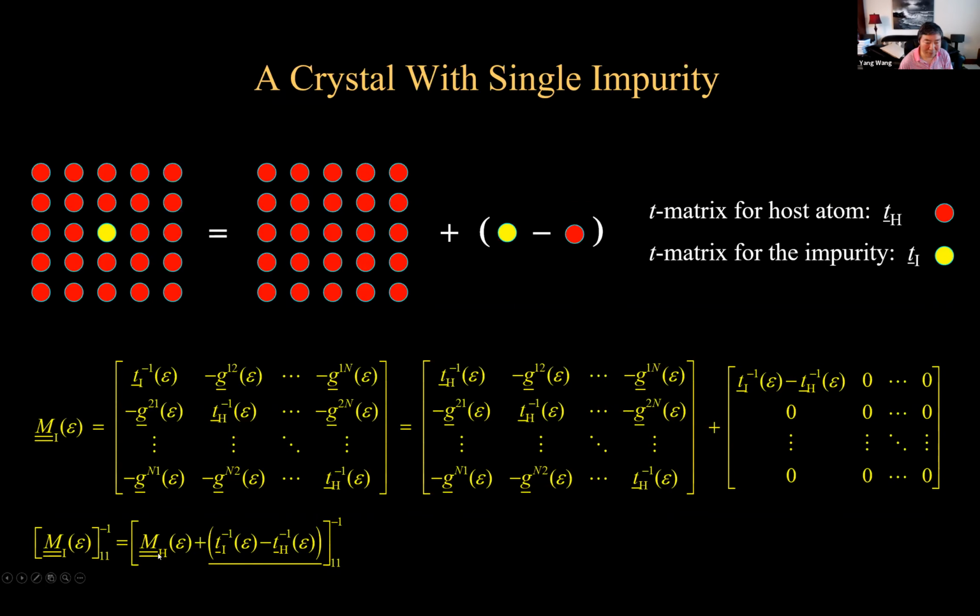H means the host. I have a double column, which means it's a block matrix. That means each element is a matrix. So I have the double column to represent that. This expression means this guy. It's a block matrix, but since only the upper left corner is non-zero, it's Ti inverse minus Th inverse, and then I take the whole thing's inverse, take the 1-1 block. That's what the tau 1-1 is. That's what I want to calculate.